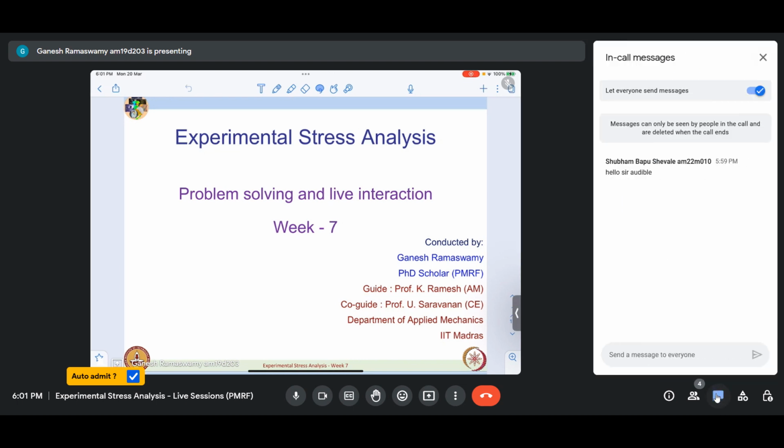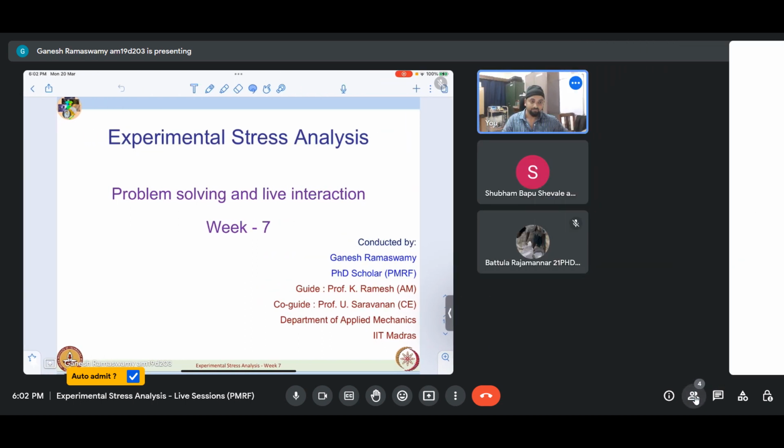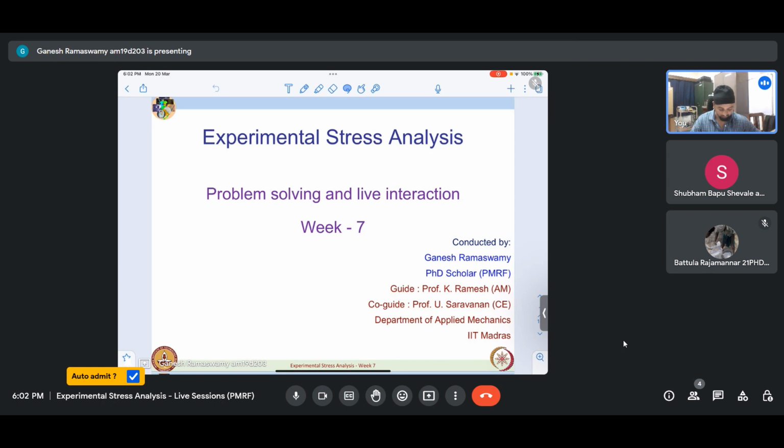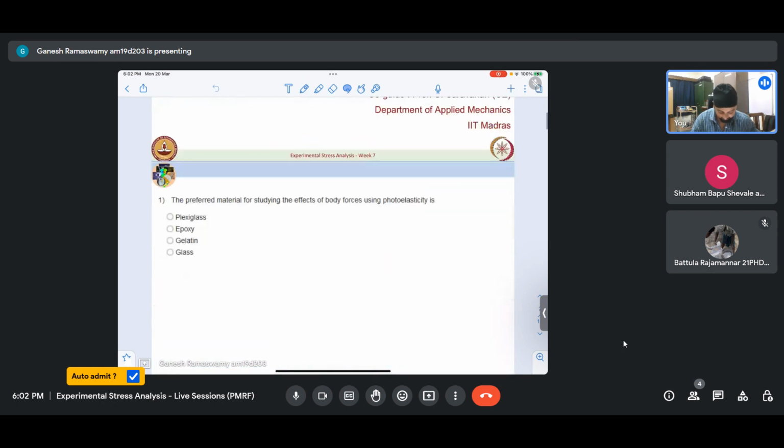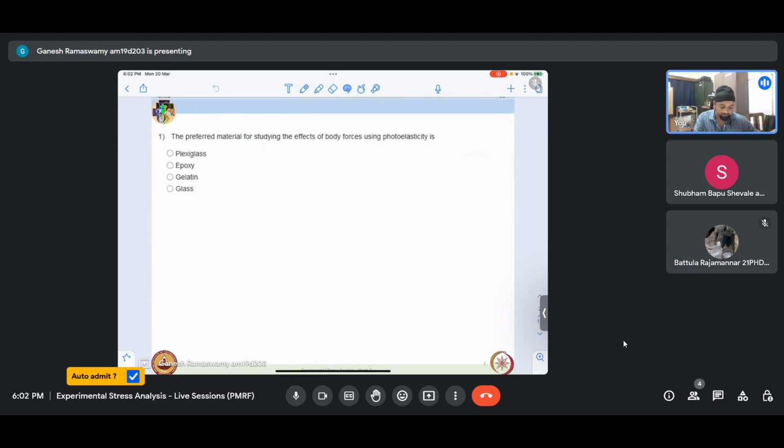All right, so let us proceed with the first question of the day. The preferred material for studying the effects of body forces using photoelasticity is which of the following? Plexiglass, epoxy, gelatin, or glass?